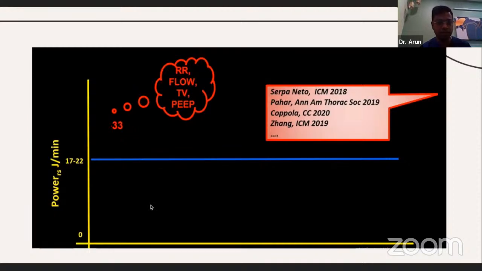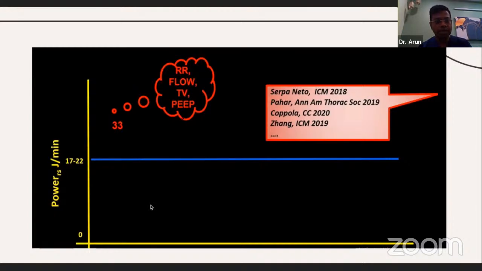So what can we do at the bedside? These are the parameters you have to adjust. For example, if your patient is breathing at 25 breaths per minute and your ABG is relatively okay, then reduce your respiratory rate. Try to bring your mechanical power into this range, or below this range.